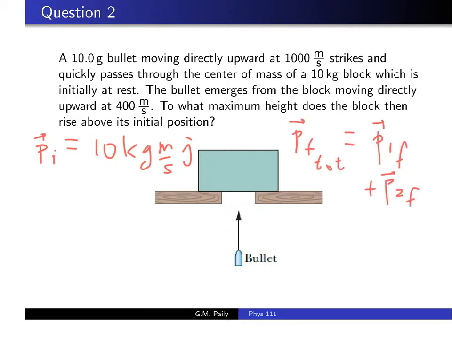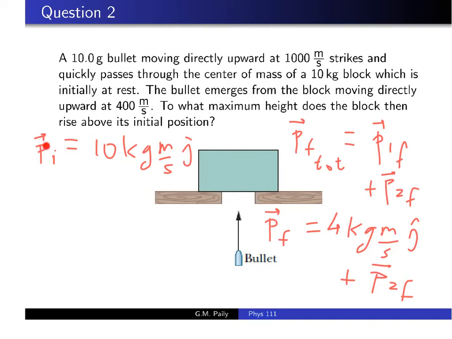In the final situation, both the bullet and the block are moving, and since the bullet has emerged from the block, they are not moving with the same velocity. So we have P final total is P1 final plus P2 final. We can calculate P1 final since the bullet is still a 10-gram bullet and now the velocity is 400 meters per second. But we don't know the velocity of the block. Still, simplifying, we get P final is equal to 4 kilograms meters per second j hat plus P2 final.